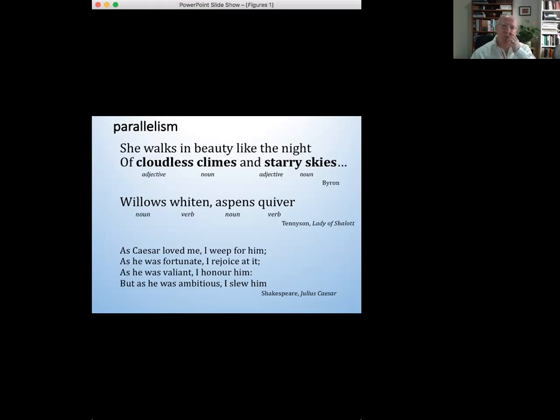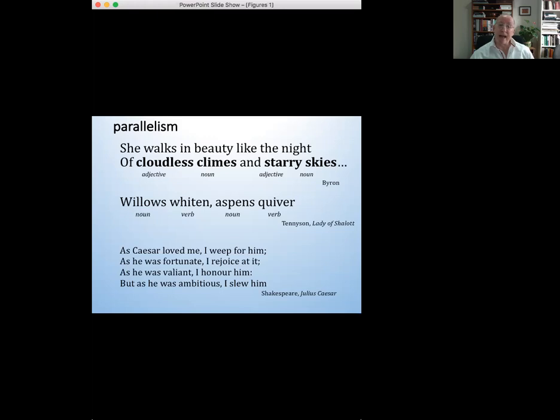Here, think, for example, of Brutus's great speech from Shakespeare's Julius Caesar, where he's trying to justify his participation in the assassination of Julius Caesar. "As Caesar loved me, I weep for him. As he was fortunate, I rejoice at it. As he was valiant, I honor him. But as he was ambitious, I slew him."